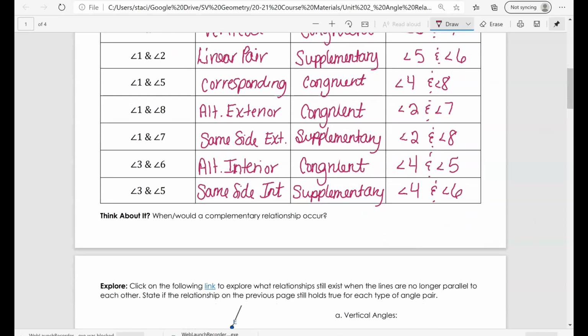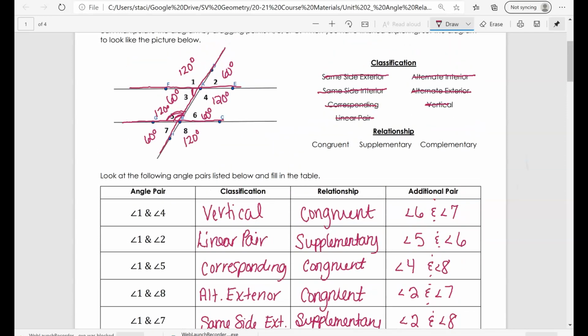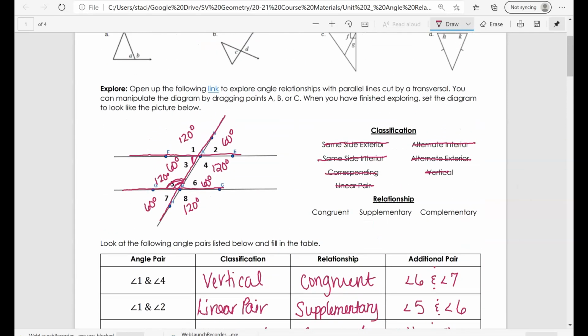So the last question, and I'm going to let you think about this, and then you can check and see if the answer you came up with matches my answer: when or would a complementary relationship exist? So I want you to think about that. See if you can come up with a justification as to when a complementary relationship would exist, or would they never exist in relation to two parallel lines cut by a transversal.